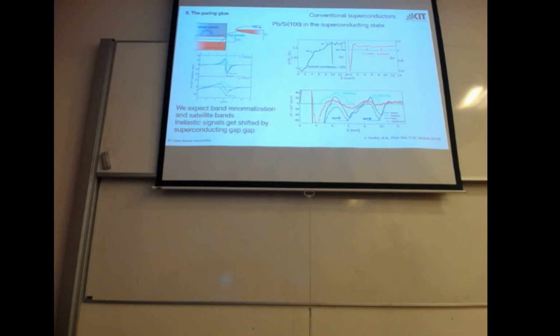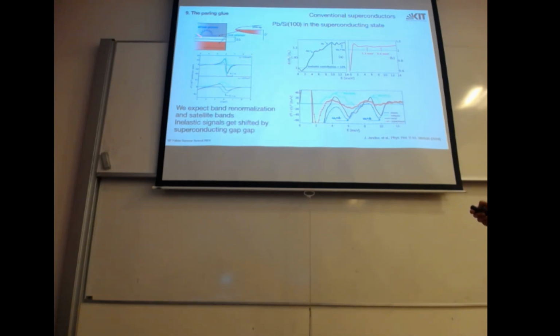This is maybe the dI/dV in the normal and the superconducting state. You see these steps, not very nice here. Sorry for the quality, but lead on silicon is not as nice as lead on copper. And in the superconducting state, you see these renormalization peaks, which are at 5.3 and 9.4. Actually, this is shifted by the flat.